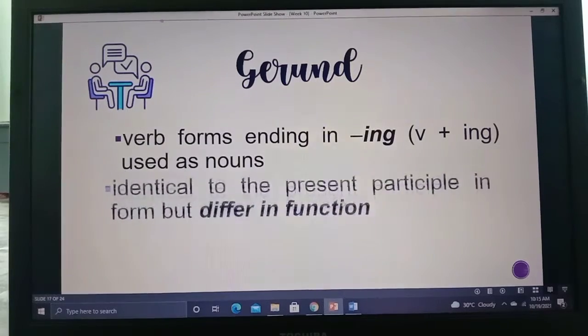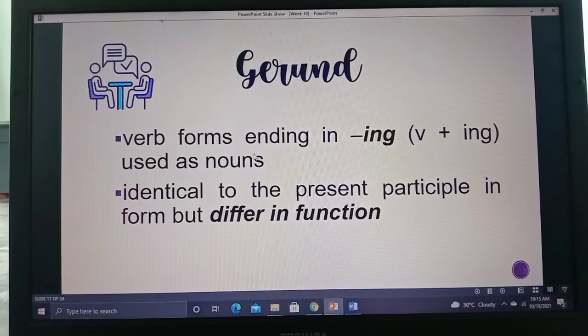Next one, gerund. When we say gerund, these are the verb forms ending in ing. So, ito yung may verb plus ing na ginagamit siya bilang noun. It is identical to the present participle. Di ba kanina sa present participle, meron din siyang ing. Identical siya sa form, but they do differ in function. So, sa function lang sila nagkakaiba.